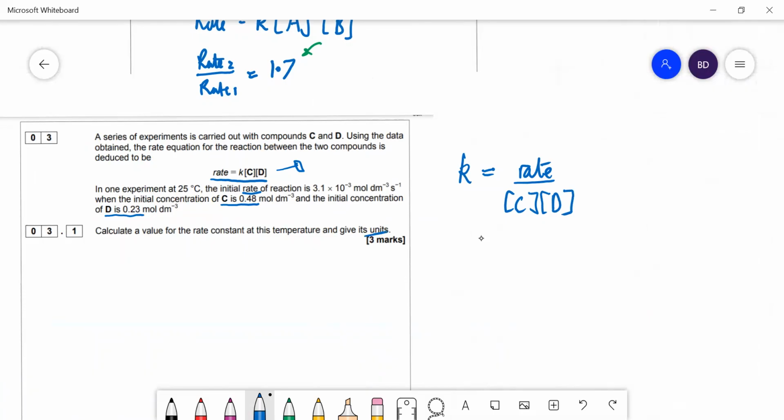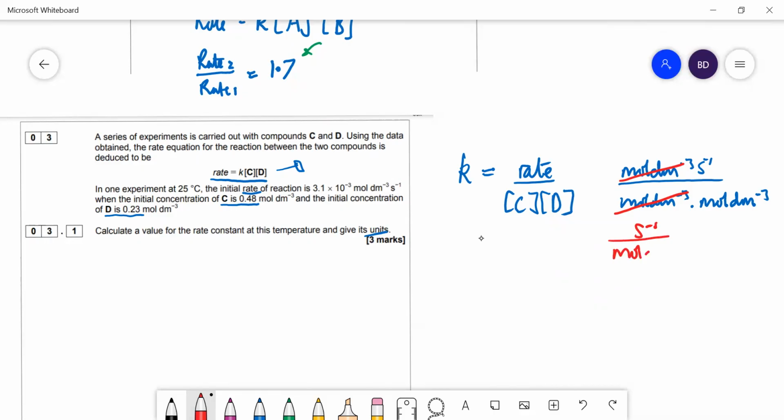Right, it's going to ask us for the units as well. So before we do anything, let's work out the units. So the units of rate of reaction are always moles per decimeter cubed per second. Concentration of C is mole per decimeter cubed, and the concentration of D is mole per decimeter cubed. One of those is going to cancel out. So that the rate is seconds to the -1 divided by mole per decimeter cubed. Bring everything up onto the top line: s to the -1, mole to the -1, dm cubed. Those are going to be our units.